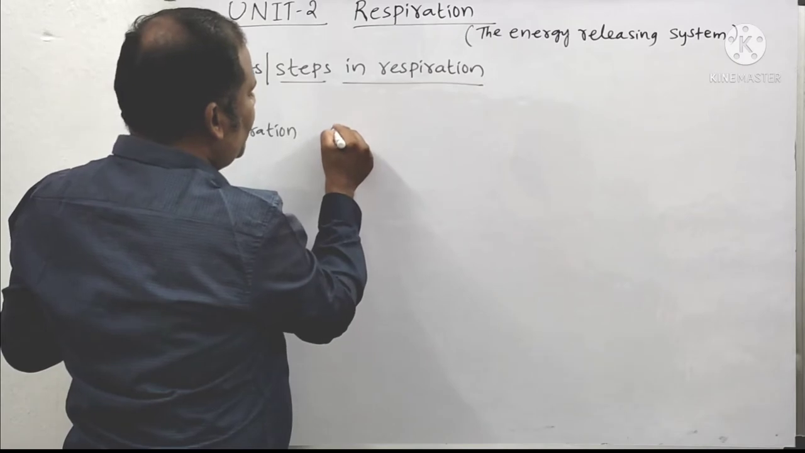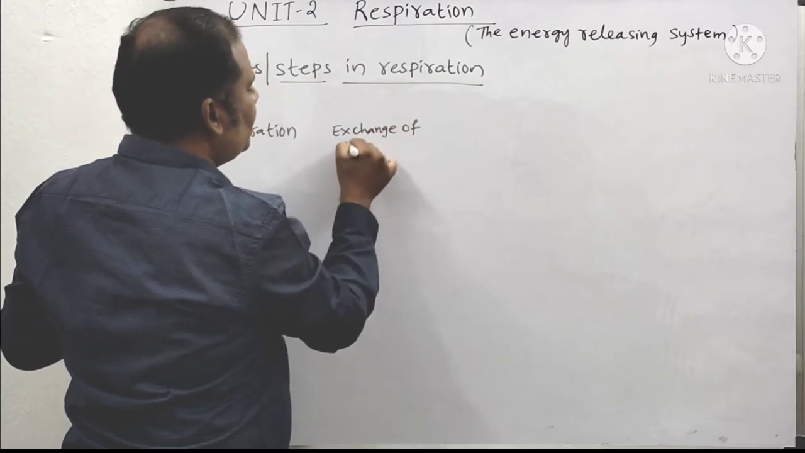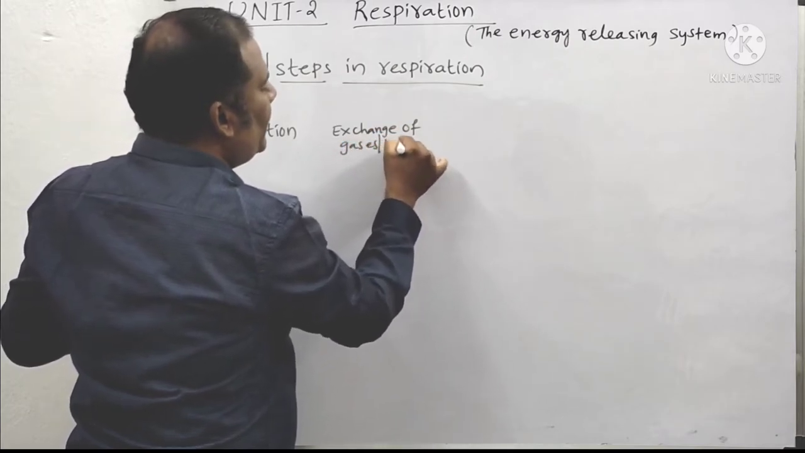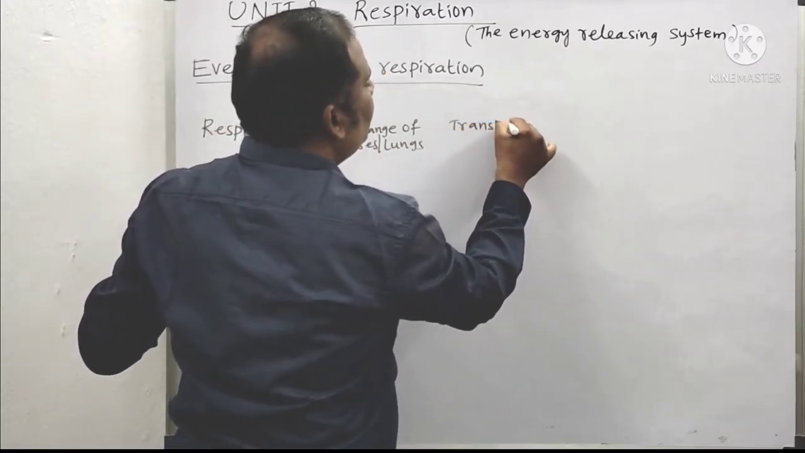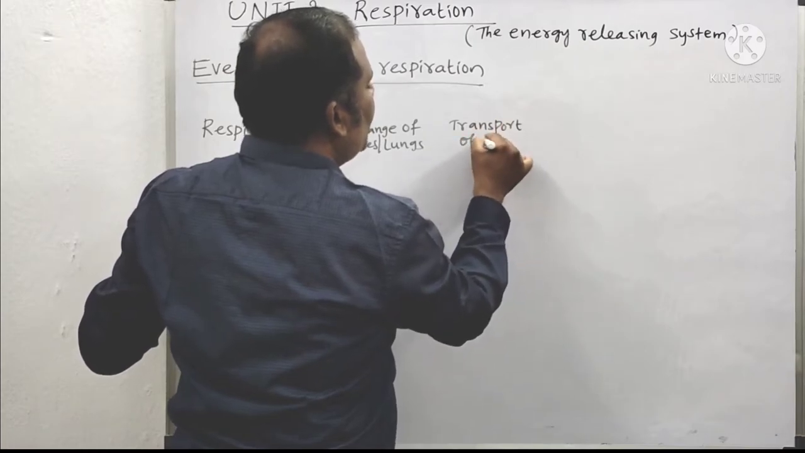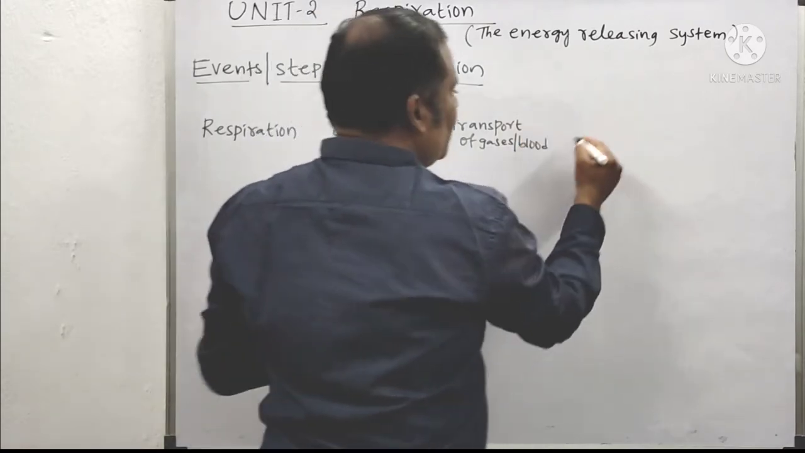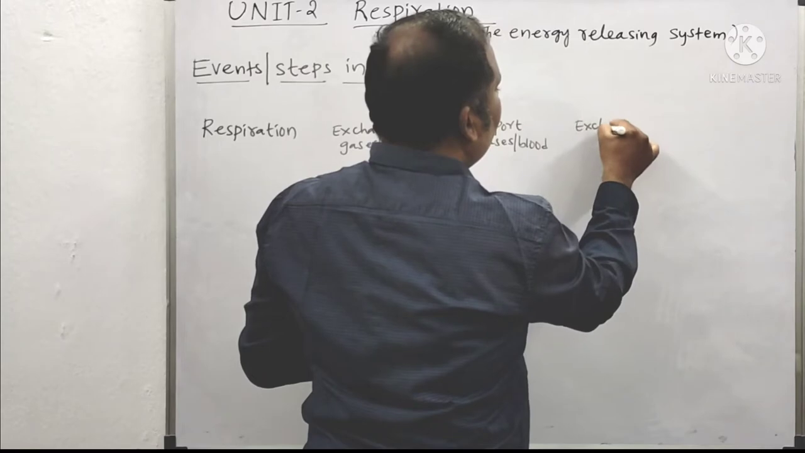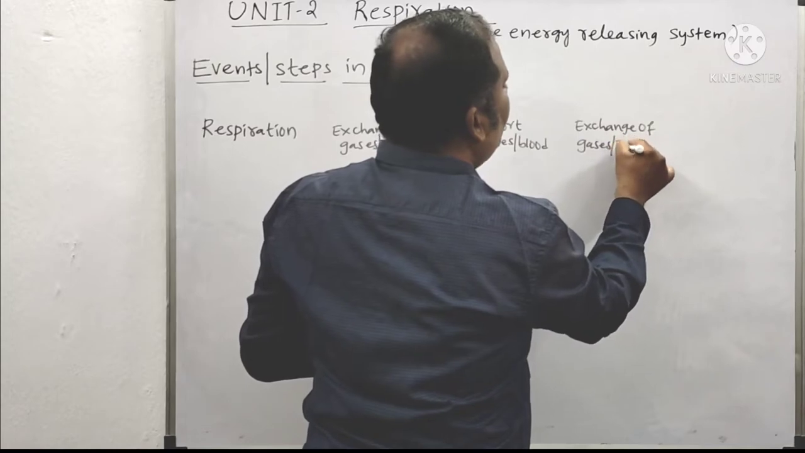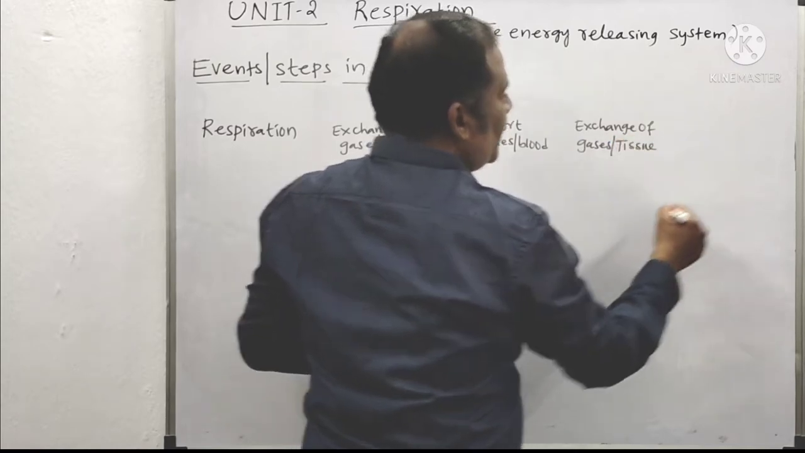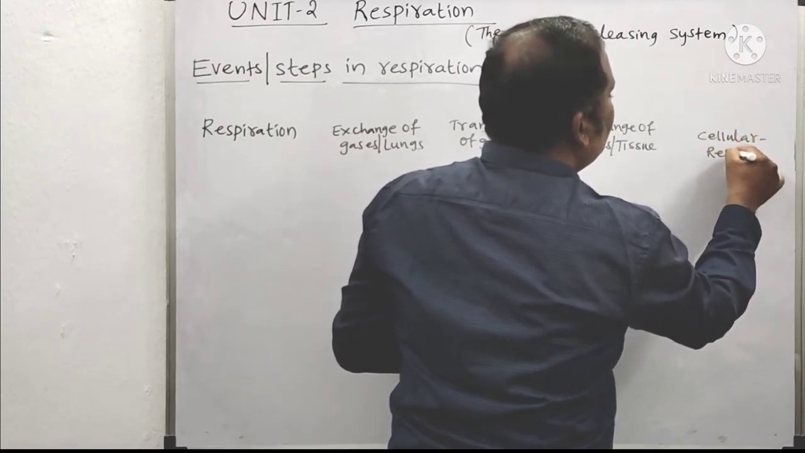Second step is exchange of gases. At what? In the lungs. Next, transport of gases. Transport of what? Gases. By what? By the blood. Fourth step is called what? Exchange of gases. At what? At the tissue level. Next, the last stage is called what? Cellular respiration.